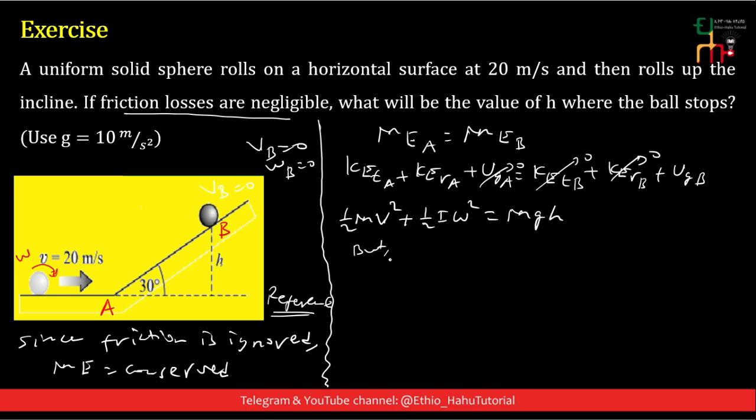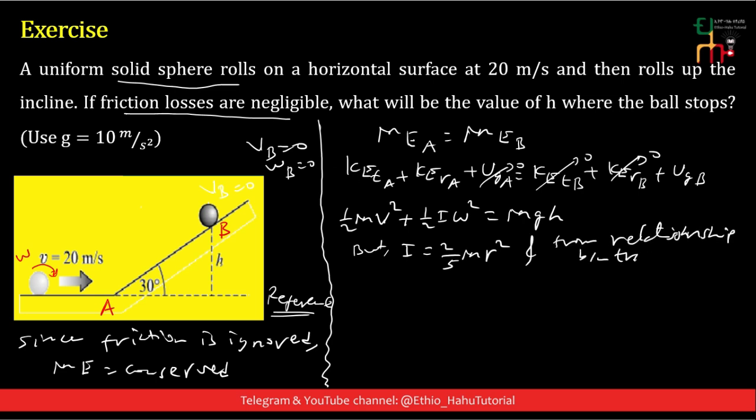But what is the moment of inertia of a solid sphere? The moment of inertia of a solid sphere of mass m and radius r is 2/5 times m times r square. And from the relationship between translational and rotational quantities, v is equal to r times omega, and this implies omega, the angular speed, is equal to v divided by r.